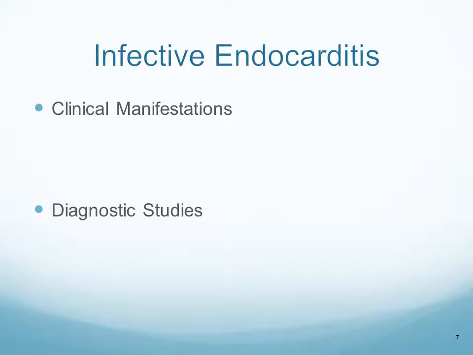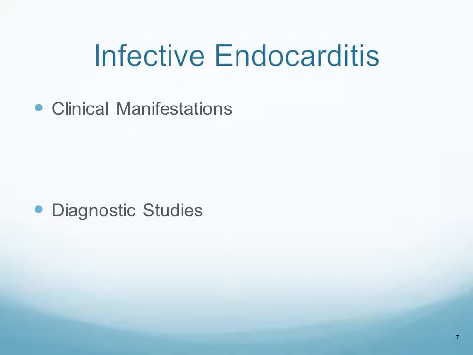Now let's talk about clinical manifestations and the diagnostic studies to determine if someone has infective endocarditis. Something that I didn't say to you is most endocarditis happens over a long period of time. There is damage to the endothelium and there's platelets, and it takes a long time for that vegetation to grow. So we call that a subacute endocarditis.